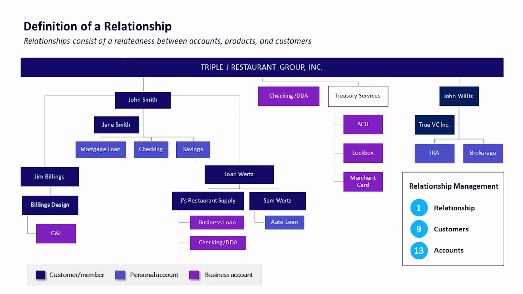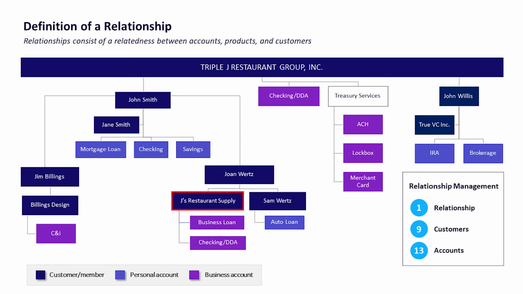In this example, we see the Triple J Restaurant Group, and they have a series of corporate accounts. From there, John Smith, who let's say is the general partner and owner, he's married and has personal accounts. He also has two partners in the Triple J restaurant as well, Jim Billings and Joan Wirtz. And we see Billings Design has a C&I loan with the bank as well. And as we keep going, Joan Wirtz owns a restaurant supply company.